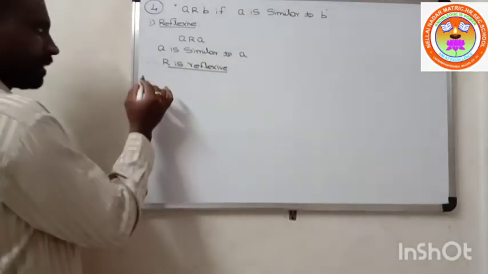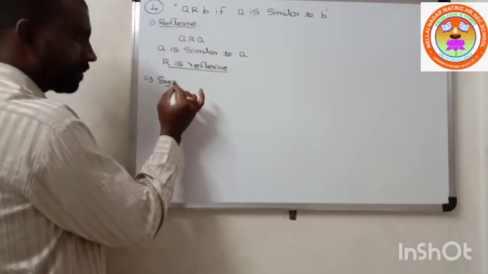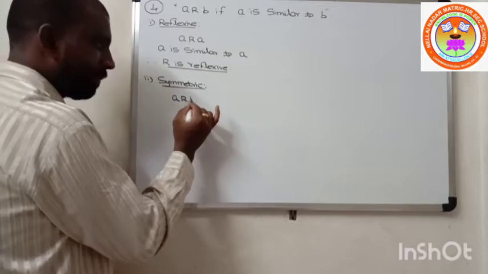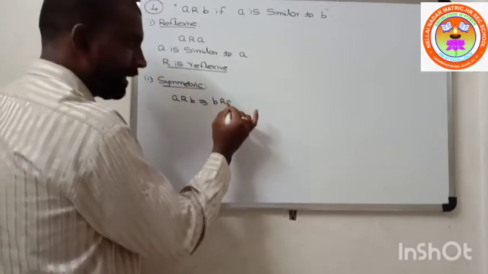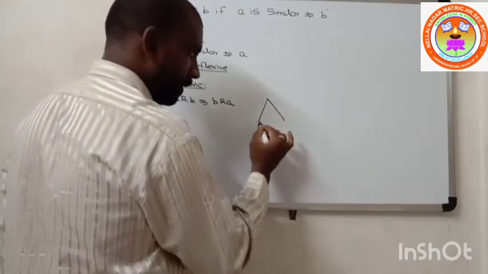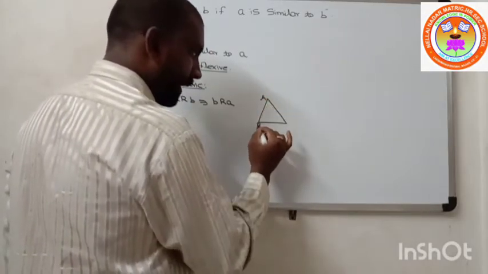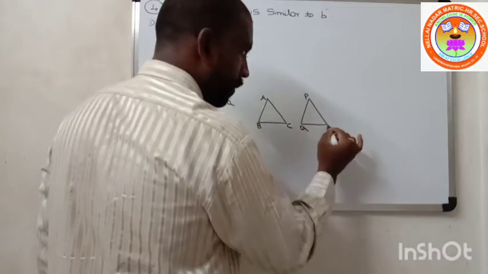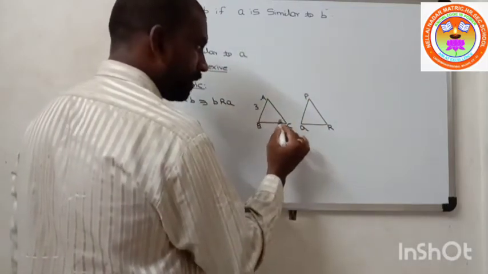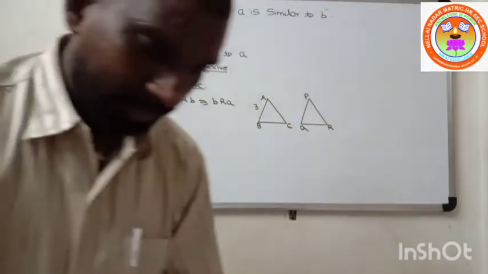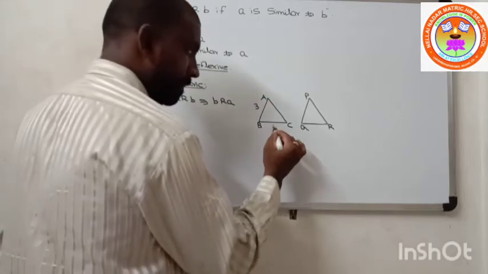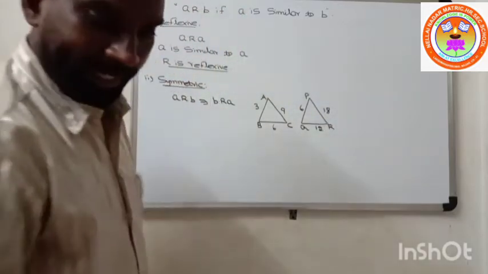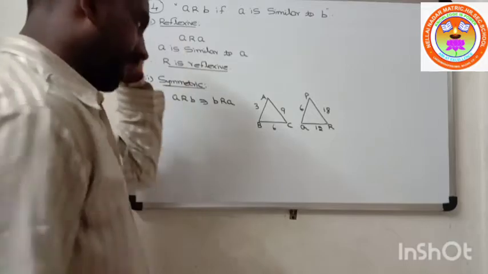Second one, symmetric. Symmetric: A related B, so B related A. So take triangles ABC and PQR. Sides 3, 6, 9 and 6, 12, 18. Sides are proportional.